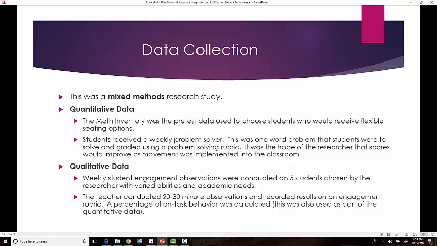I also conducted 20 to 30 minute observations, and I recorded the results on an engagement rubric. After the observations were completed, a percentage of on-task behavior was calculated, and this is also a transition to a more quantitative area, to see how on task these students were using the flexible seating options.